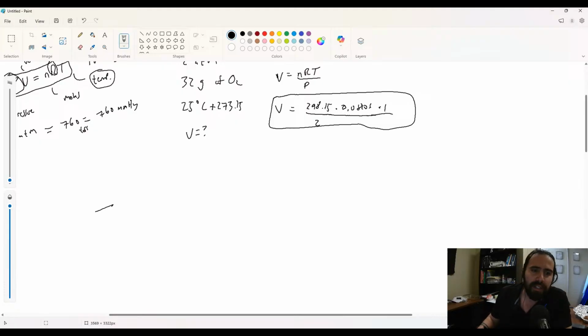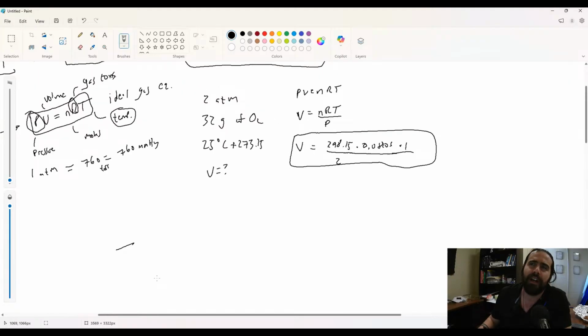There are some instances where you'll be given a descriptor like standard temperature and pressure. You'll see something like STP. That represents 1 atmosphere.